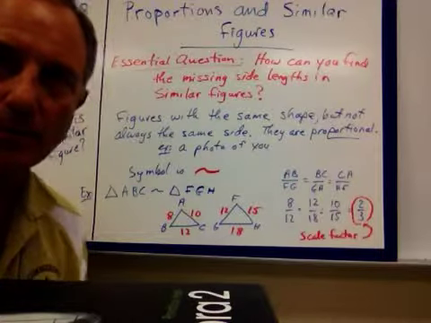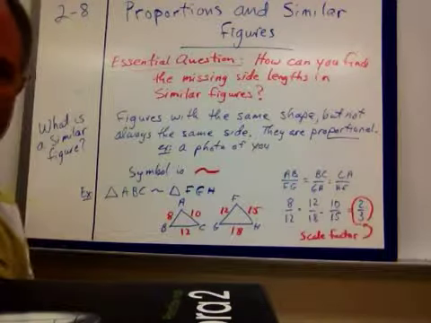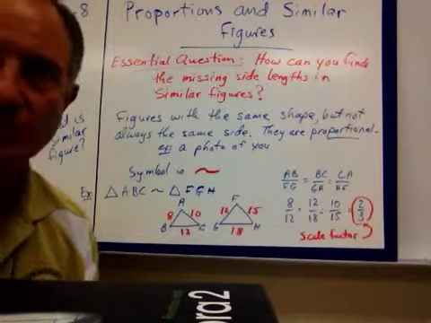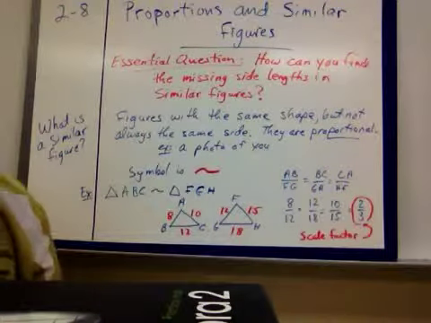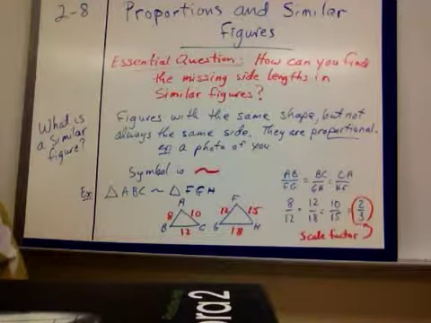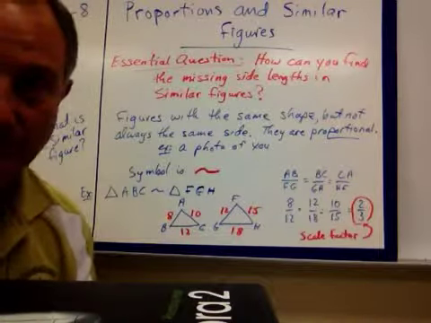Alright, here we are back with Algebra 1. We're looking at section 2.8 in the book, Proportions and Similar Figures. Our essential question is, how can you find the missing side lengths in similar figures?